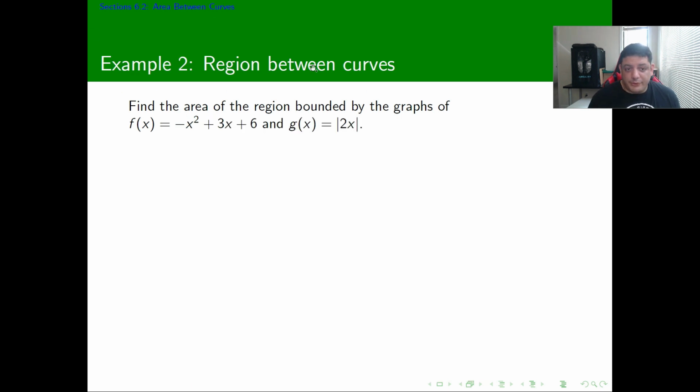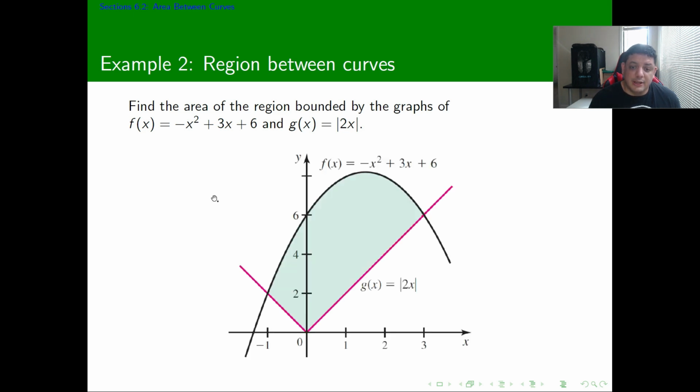So in example 2, we're going to find the area of the region bounded by the graph of f of x equals minus x squared plus 3x plus 6, and the function g of x equals the absolute value of 2x. The situation is going to be more or less like this. Notice that we have the absolute value of 2x, which is the line minus 2x for the negative values, and the line 2x for the positive values.